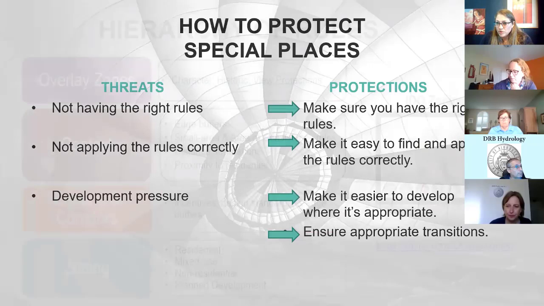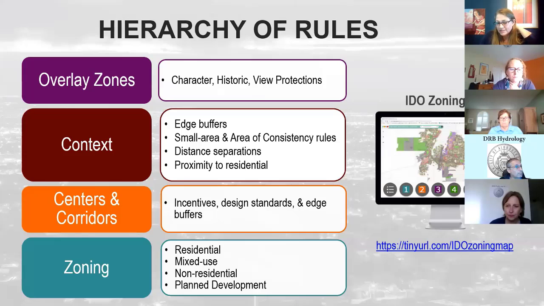So the hierarchy of rules in the IDO are now a little bit better explained, I hope better explained, in section 1.8. So code enforcement, when we first rolled this thing out, we're noticing that we were operating with some rules in the IDO that never really were explicit. So now we've kind of made them explicit, and here's generally what they say. If there is a bundle of rules for a special place that's an overlay zone, whether it's a character protection overlay zone or a historic protection overlay zone or a view protection overlay zone, that prevails over any other rule in the IDO. So overlays are number one priority.